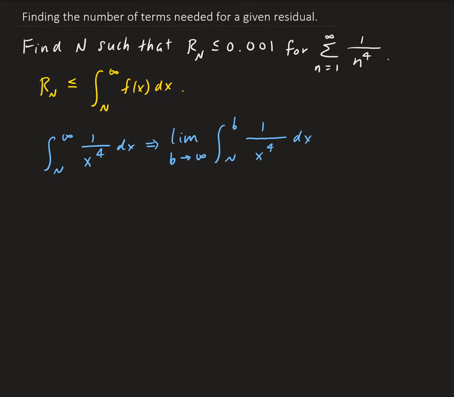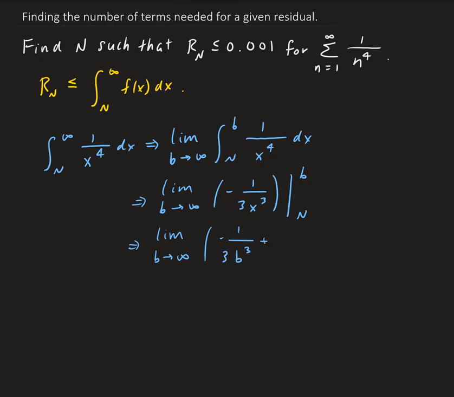Solving this integral, this is just x to the negative 4, so we use the power rule for integration, which gives us minus 1 over 3x cubed, going from n to b. Now taking the limit as b goes to infinity, we have minus 1 over 3b cubed plus 1 over 3n to the power 3. As b goes to infinity, the first part goes to 0, and so we're left with 1 over 3n cubed.